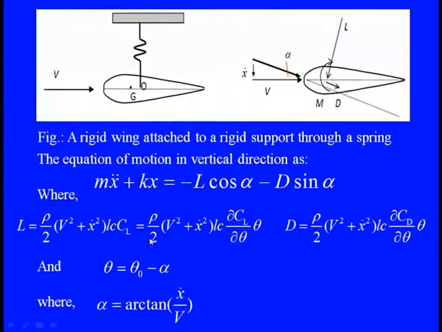And we can write the equations: L equals rho by 2 V square times x square times C_L, or dC_L by d theta, and D, which comes from the energy formulations, equals rho by 2 V square times x square times dC_D by d theta, where theta, the balanced angle, is theta 0 minus alpha, and alpha equals tan inverse of x dot divided by V.